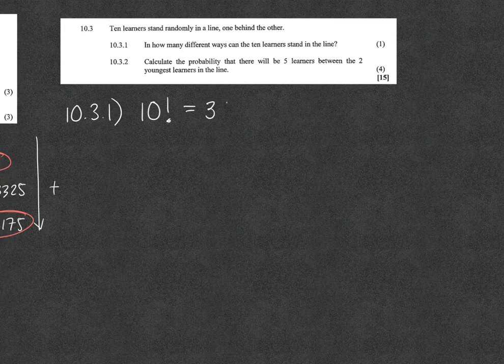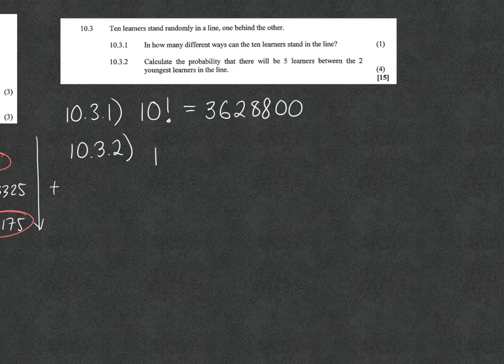If you want to, you can put the answer in: 3628800. That is what 10 factorial is. Okay, the next one, 10.3.2. Calculate the probability that there will be 5 learners between the two youngest learners in the line.